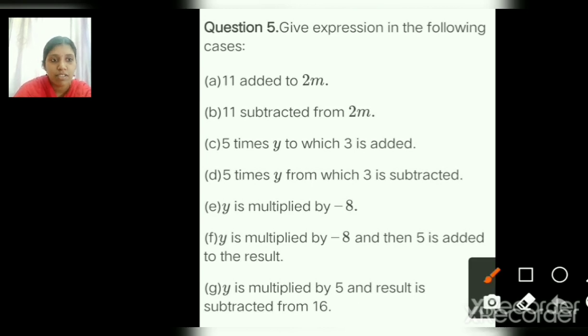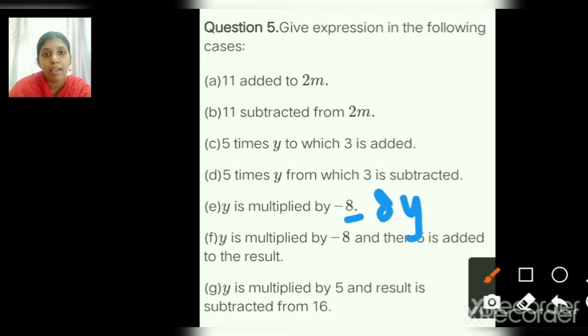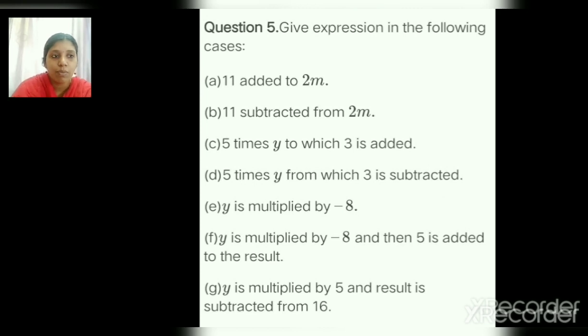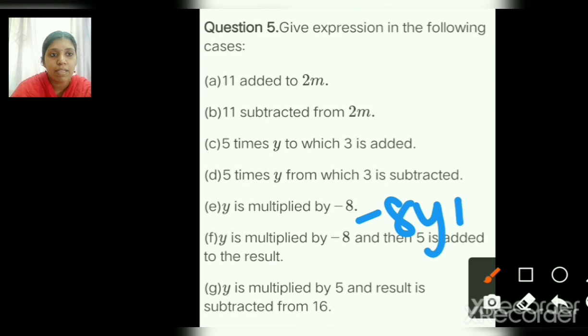Now next one. y is multiplied by minus 8 and then 5 is added to the result. So first what is happening? y is multiplied by minus 8. That means it is minus 8y. And then 5 is added to the result. So 5 is being added, so plus 5. Children, so we have minus 8y plus 5.